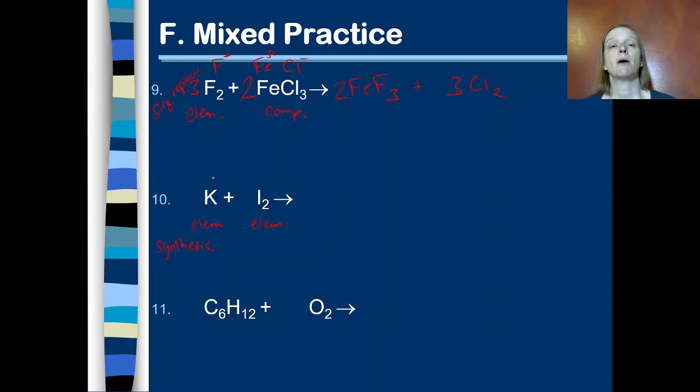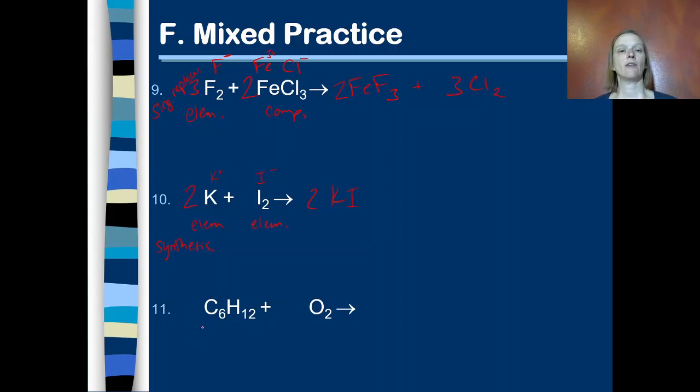Here, I just think about what ions they form. Potassium with a charge of +1, iodine with a charge, or iodide with a charge of -1. So those just line up exactly as they are. I need a 2 and a 2 to make this balanced.